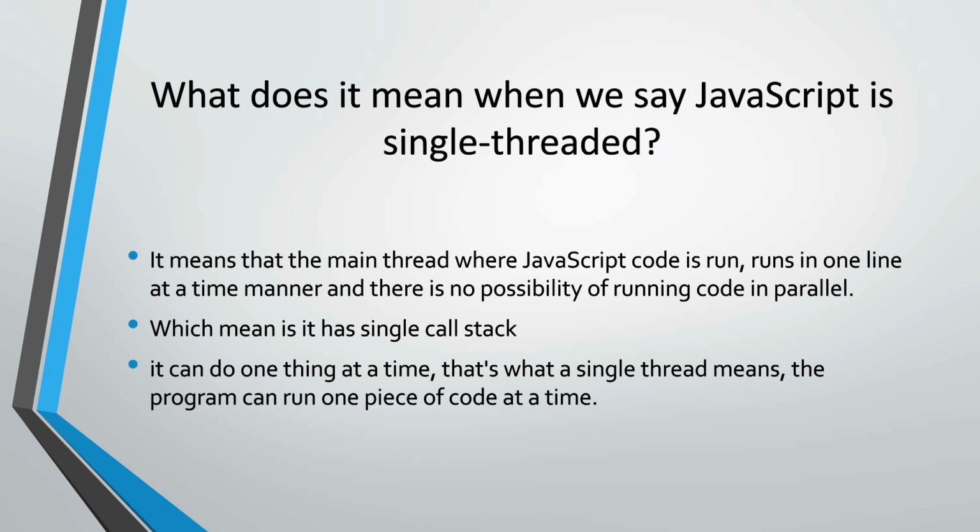So what does it mean when you say JavaScript is a single threaded language? It means the main thread where JavaScript runs executes one line at a time, and there is no possibility of running code in parallel. Which means that there's only a single call stack. The single call stack is really important here. So you can do one thing at a time. That's what single thread means: the program can run one piece of code at a time.